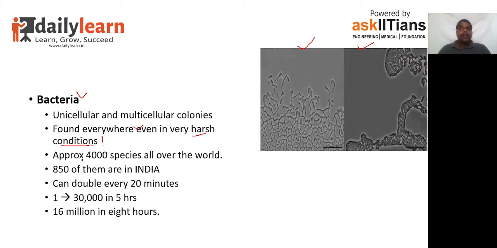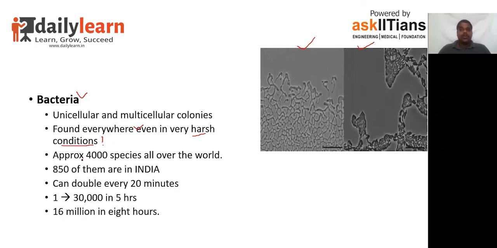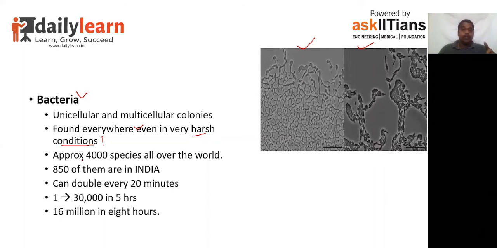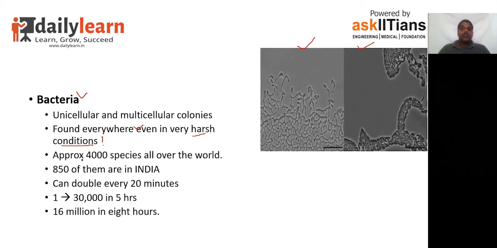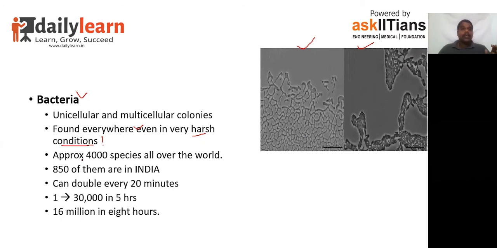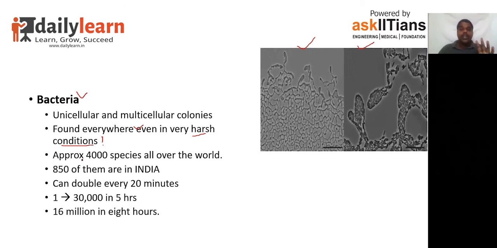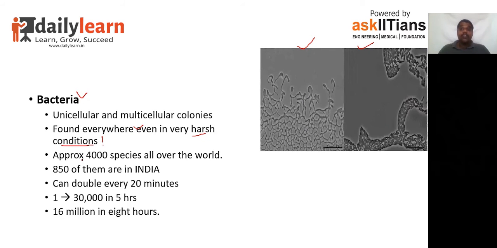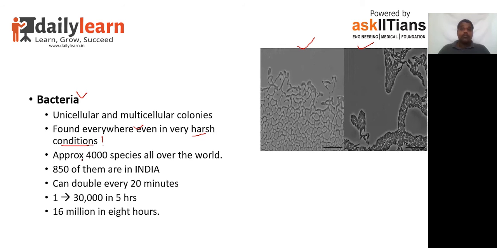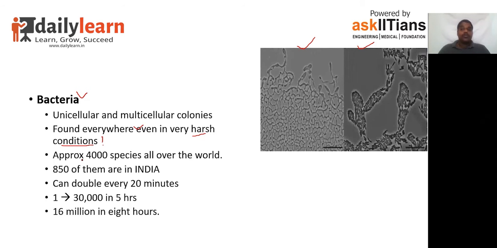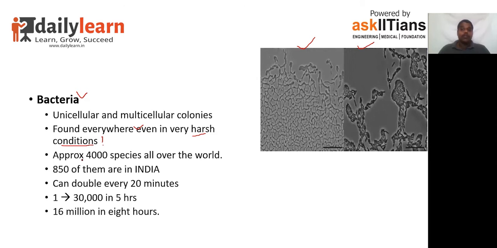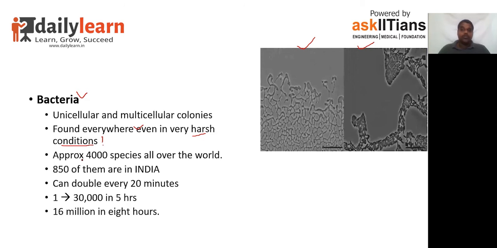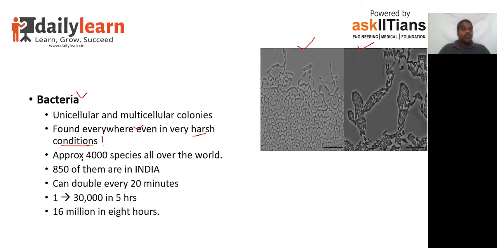Bacteria can reproduce or divide in a very fast manner. They double every 20 minutes. So if you leave one bacterium, in 5 hours you will get 30,000 bacteria and 16 million in 8 hours. Just think about the number of bacteria that would be produced if you leave one bacterium in a place with proper nutrition available and a very good condition for them to survive. This is what you need to know about bacteria.